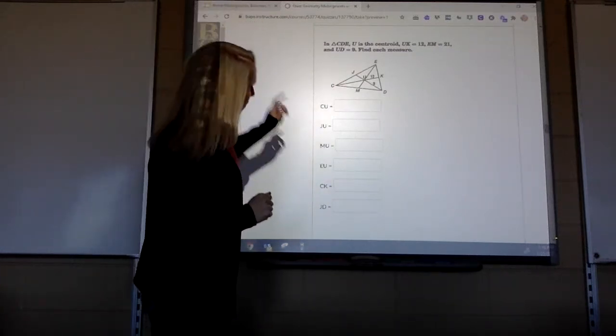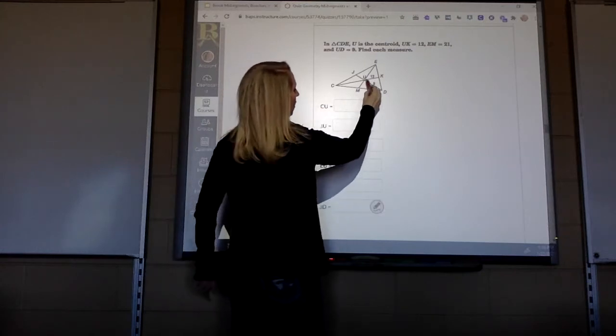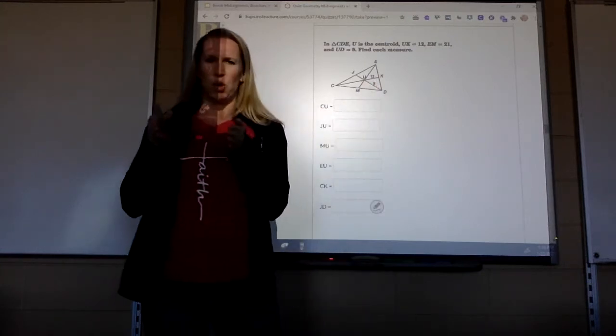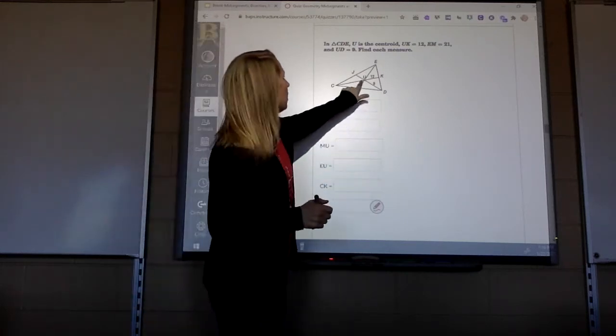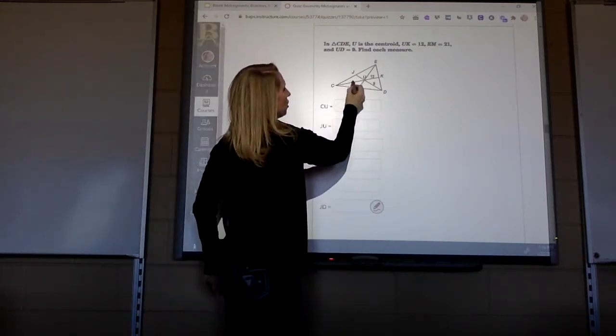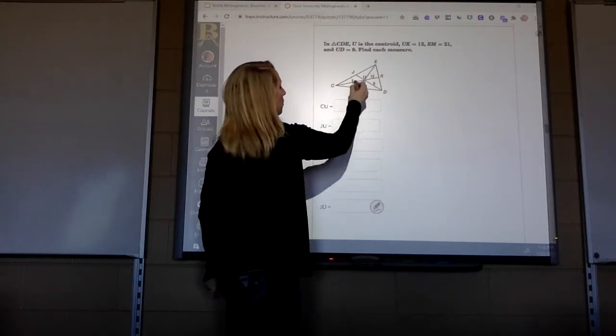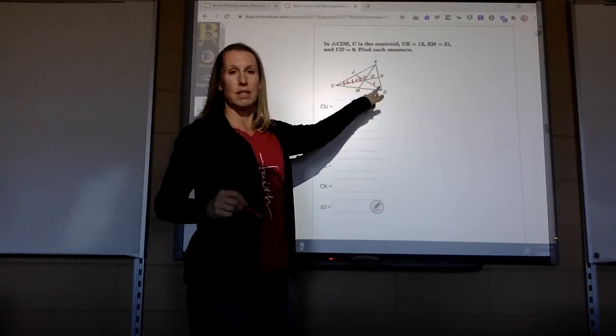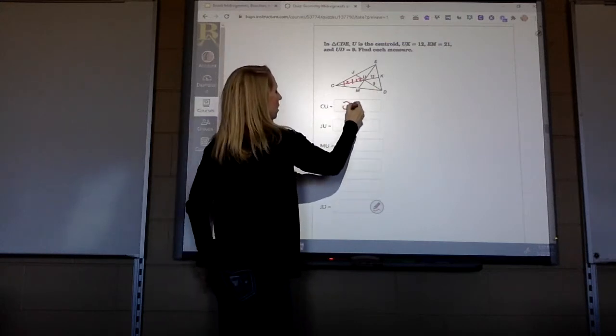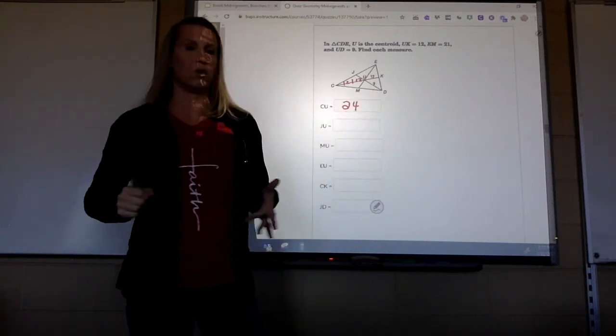Okay, so UK is 12, and that's my shorter piece. So UK is my shorter piece, and that's 12. This would be 2/3, so I'm going to break it in half, which would make this 12 and this 12. So what would the whole length of CU be? 24, 12 plus 12.